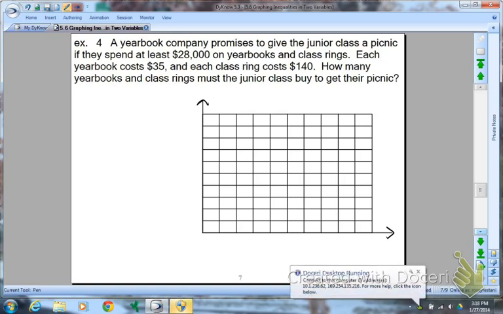Normally, what I read first, I usually give my x, and what I read second, I give my y. That doesn't necessarily have to be the case. Sometimes I will tell you what variable to use, but if I don't tell you, then you tell me. The first thing I read was yearbook, so I'm going to let x equal the number of yearbooks.